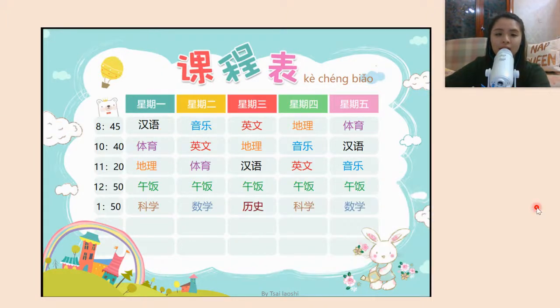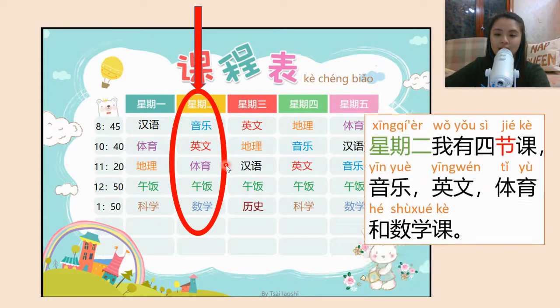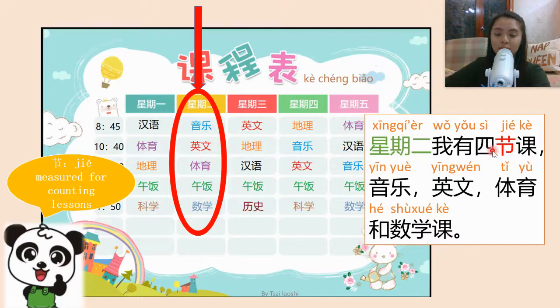Alright? Now, you can also talk about the timetable as a whole week. So, for example, 星期二, you have these classes. You can say 星期二我有4节课. Remember, 节 is a measure word for counting lessons. Okay, so 星期二我有4节课. I have 4 lessons on Tuesday. 音乐, 英文, 体育和数学课. Alright?